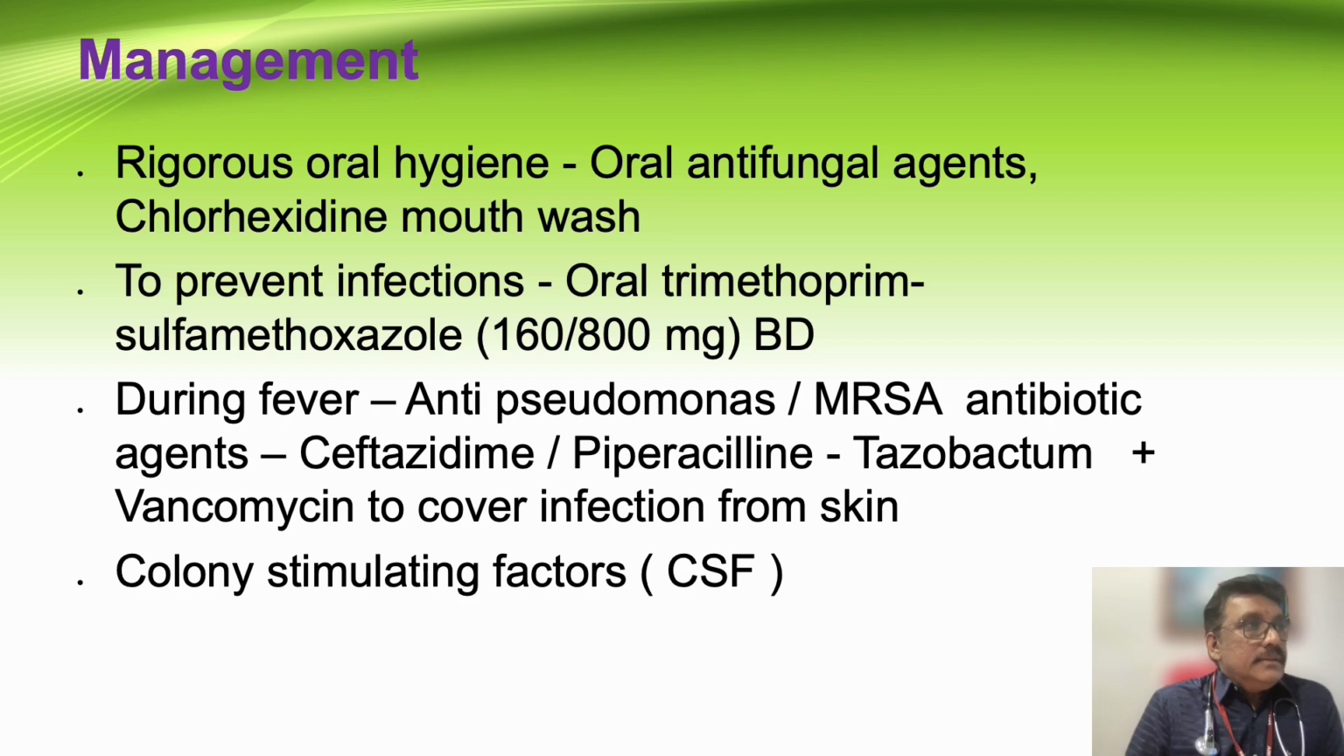Whenever a patient comes with sepsis, high degree fever, hypotension, all these things, we have to think about severe infection due to organisms like Pseudomonas and MRSA, methicillin resistant Staphylococcus aureus. So we have to prevent these infections. If the patient is not having an infectious problem, and if the counts are very, very low, we have to give preventive antibiotics.